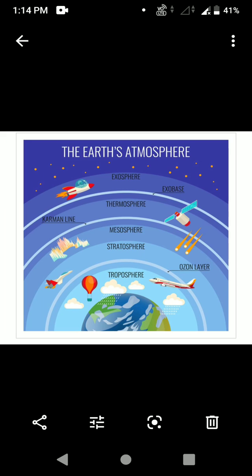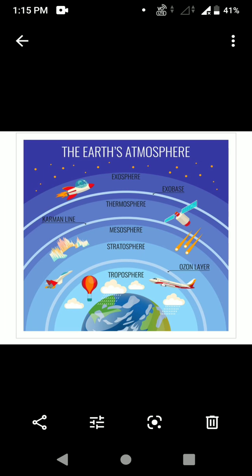The atmosphere is thick near the Earth's surface and thins out until it eventually merges with space. The 5 atmospheric layers are Troposphere, Stratosphere, Mesosphere, Thermosphere and Exosphere.